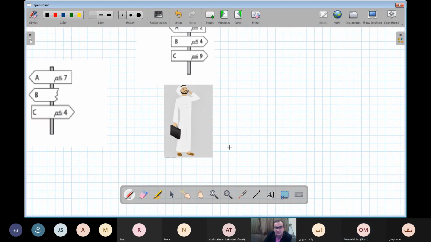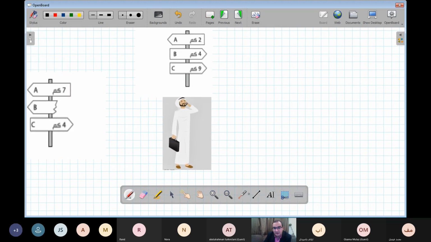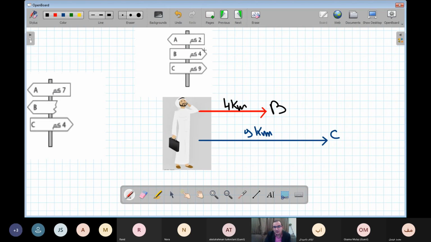Just a minute, Osama. From this one, let's see here. From this one to what? To B. If we want to travel to B, it must be how many kilometers? 4 kilometers. And if you want to travel to C, it's going to be 9 kilometers. This is 9 kilometers to travel to C. And of course, we move to the right.